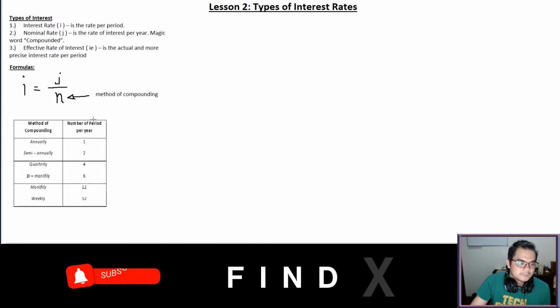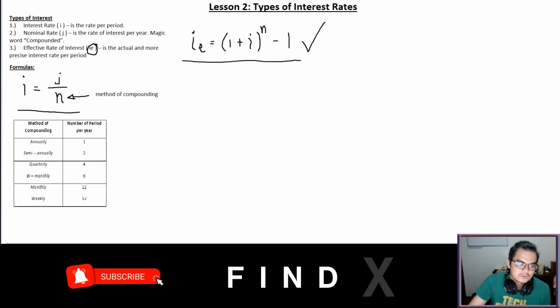We also have the formula for the effective rate of interest. We will use I sub E as the symbol for that. I sub E is equal to 1 plus the interest rate, raised to n, minus 1. This is a very important formula in engineering economy. Just remember that I sub E equals (1 plus I) raised to n, minus 1, where I is J over n. Remember that J and I must be in decimal form. So I think we can go on to solving sample problems.